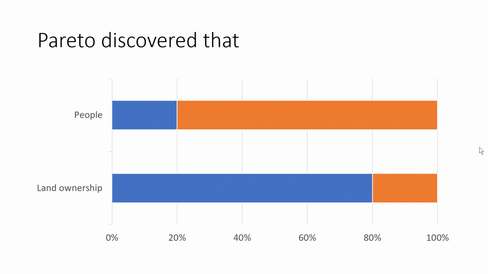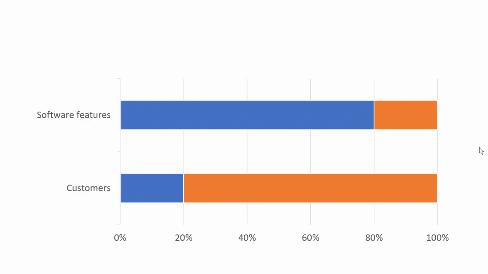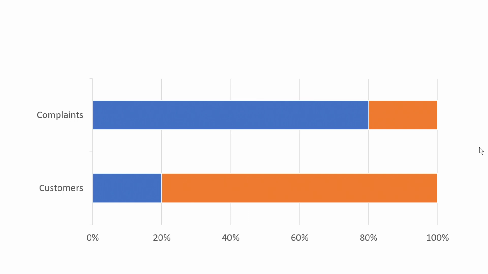Later on in business, this became a more commonly known concept, and people thought, could it apply to other things? And one of the things that it applies to is that generally, 80% of your work comes from 20% of the people in your team. Or 80% of customers don't use 80% of software features, they only use 20% of the features. Or looking at complaints, 80% of them come from 20% of customers.